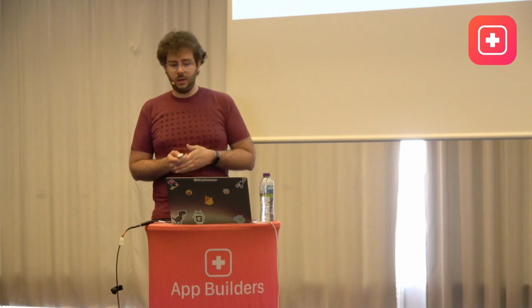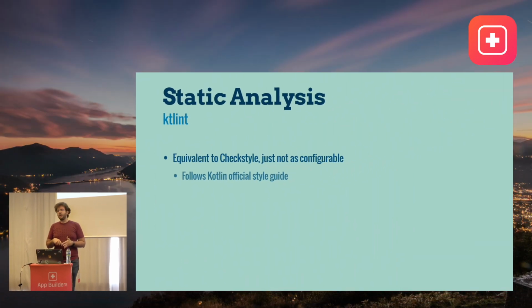And KTlint only looks at the source code. It doesn't do anything else than that. It doesn't look at bytecode. It's just the most simple sort of linter. You could say in a way that it is equivalent to checkstyle, just not as configurable. And it follows the Kotlin official style guide, which is on the Kotlin website.